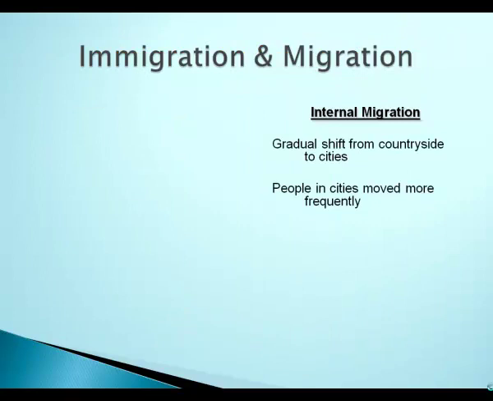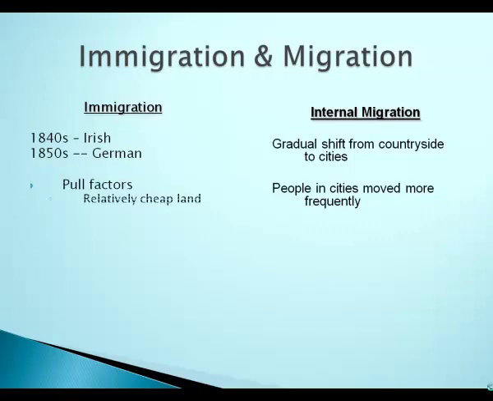Immigration and migration. Now, the internal migration shifts from the countryside to the cities. And people in cities moved a lot more frequently than they used to. But then you've got other immigration. In the 1840s, the Irish famine in Ireland caused hundreds of thousands of people to migrate. In the 1850s, you had the German migration. And what pulled them? Cheap land, the ability to get a job, and quicker long-distance travel. It no longer took you so long.